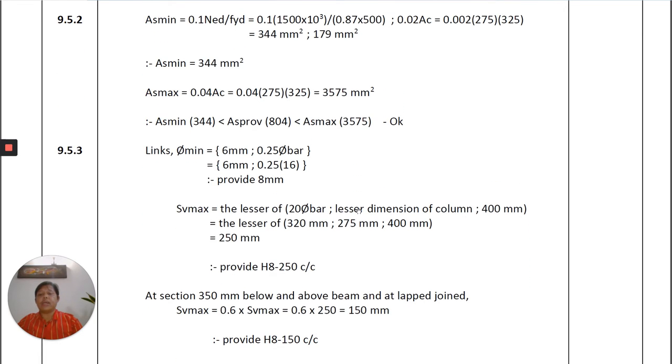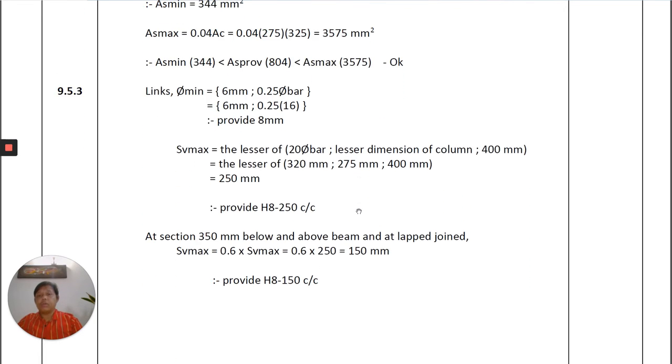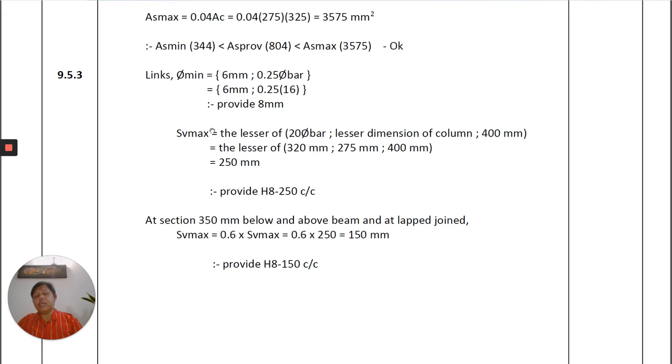So next we calculate the link. So the first one is diameter link. So diameter link, we have to compare between these two values, 6 millimeter and also quarter of the diameter bar. Okay, 0.25 times the diameter bar, and then as the requirement provided by Eurocode, the minimum dimension for the reinforcement is 8 millimeter. That's why we provide here 8 millimeter for the diameter minimum for the link.